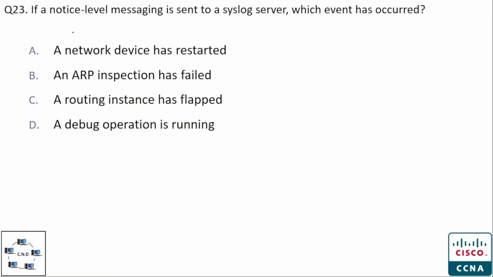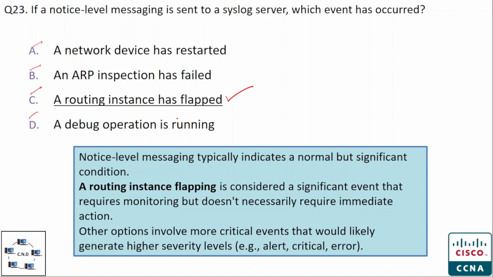Question number 23. If a notice level message is sent to a syslog server, which event has occurred? The options are: option A, a network device has restarted. Option B, an ARP inspection has failed. Option C, a routing instance has flapped. And option D, a debug operation is running. The correct option is option C, a routing instance has flapped.